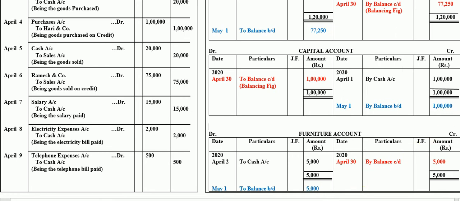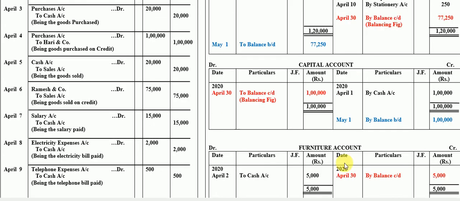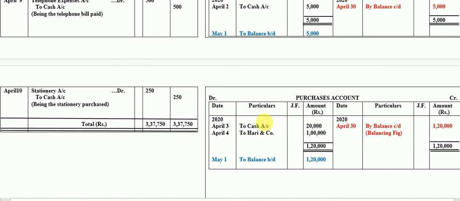Now let's proceed towards another ledger, that is the purchase account. So how will we prepare the purchase account? Let's discuss. So you can see the transactions over here. In the first journal entry there is no purchase, in the second journal entry there is also no purchase, and you can see in the third journal entry there is a purchase account debit to cash account. So purchase is on the debit side, that's why cash is also recorded on the credit side worth rupees 20,000. So we'll write in the purchase account: to cash account, that is 20,000.